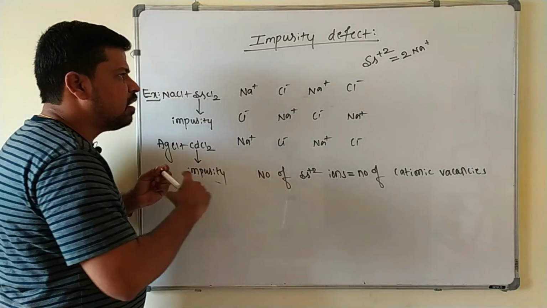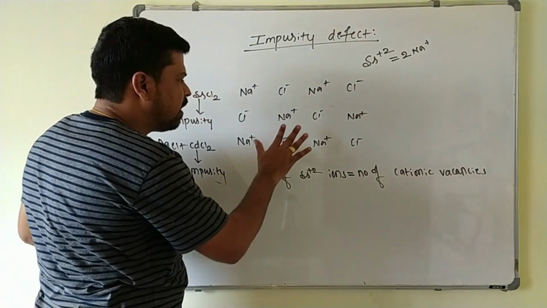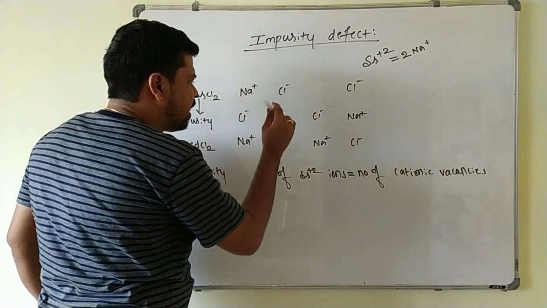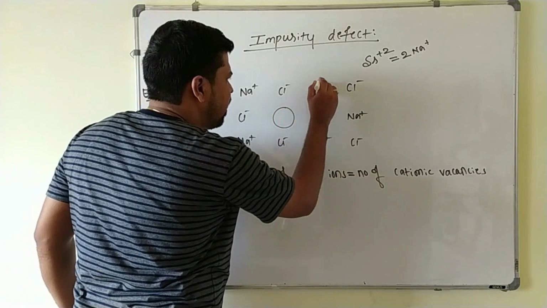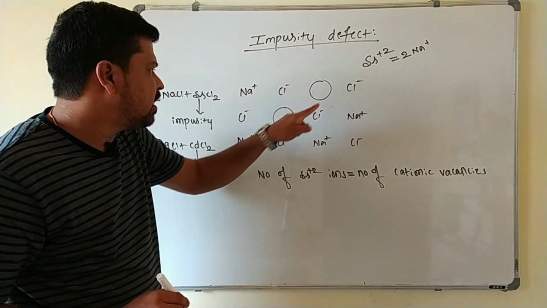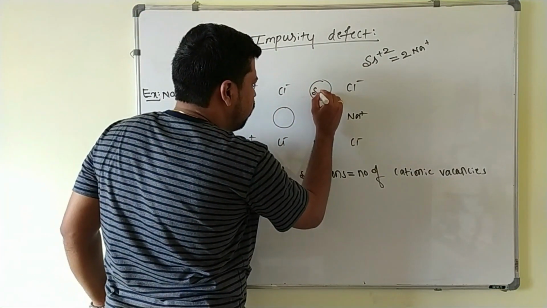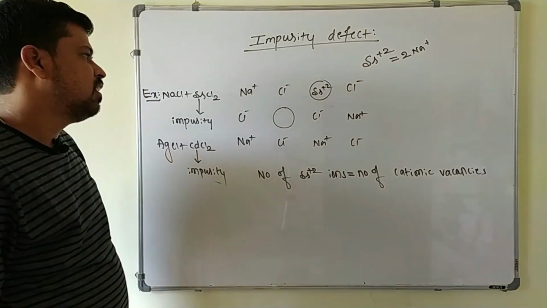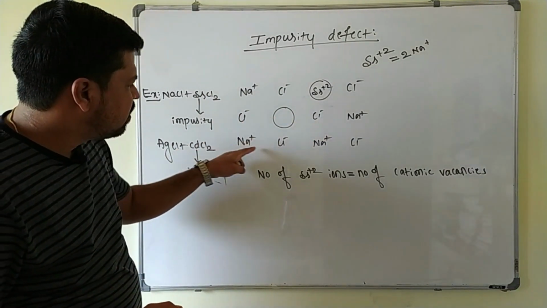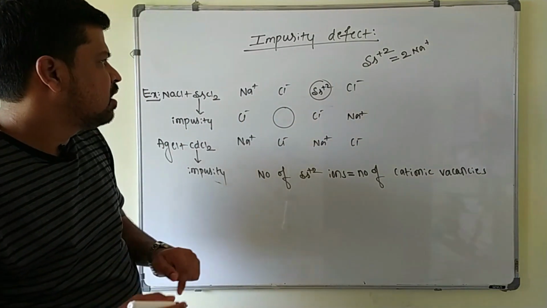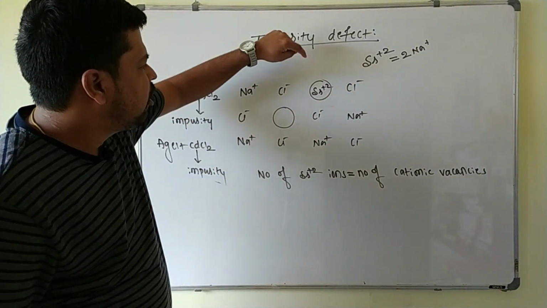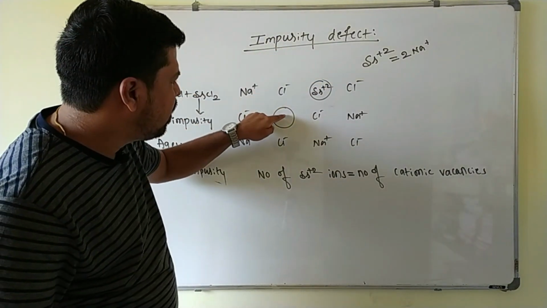That's why each Sr2+ ion displaces 2 Na+ ions, so that 2 cationic vacancies are created. This Sr2+ ion occupies the lattice site of 1 Na+ ion, and the other lattice site of the Na+ ion is left vacant. In this way some defect is created in the crystal. Each Sr2+ ion displaces 2 Na+ ions; out of that, it occupies the lattice site of one Na+ ion and the other will be left vacant.